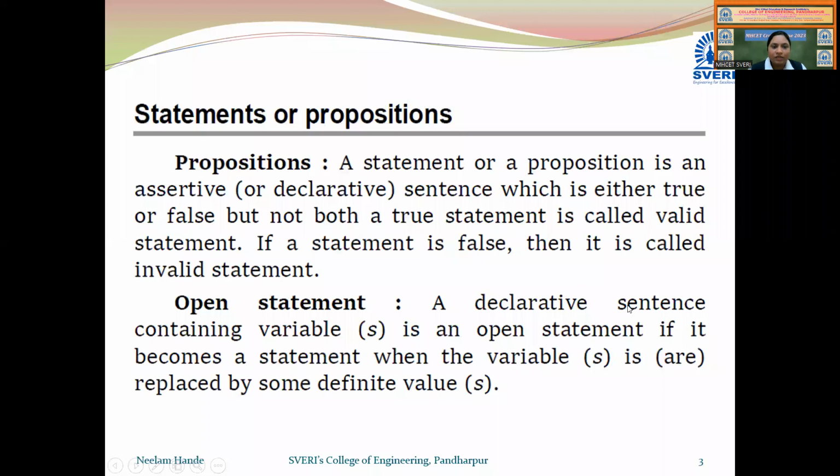Okay, so we go to the next topic, statement or proposition. What are propositions? A statement or a proposition, which we call assertive or declarative, is either true or false. What is a declarative sentence? It is one which is either true or false, but it cannot be both simultaneously true and false.